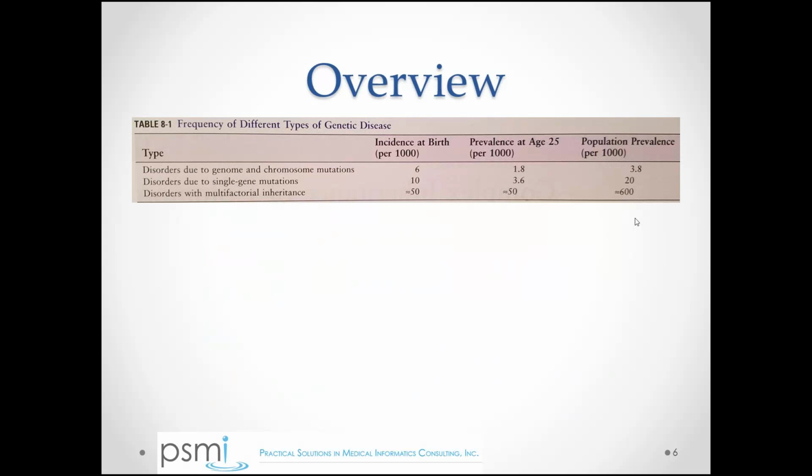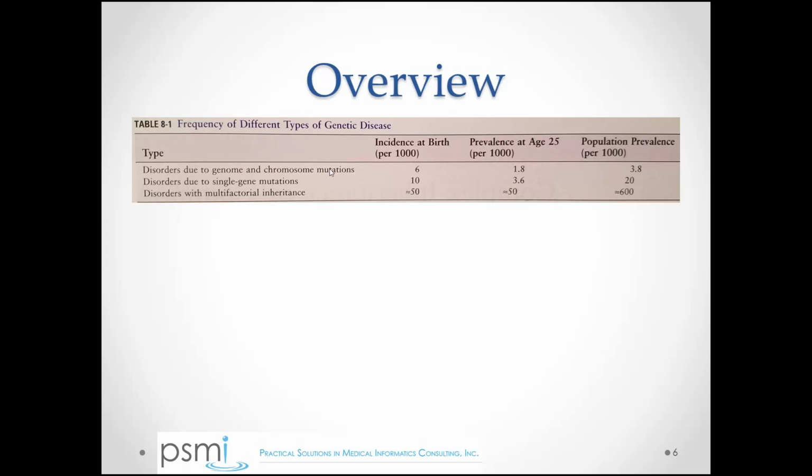Another way of looking at the spectrum of genetic diseases is to kind of break them down into three large buckets. One of the buckets that we've looked at are the disorders due to single gene mutations. This would be, for instance, like in sickle cell disease or cystic fibrosis, where you have a point mutation, and that point mutation alters the protein, and the altered protein then results in the particular phenotype.